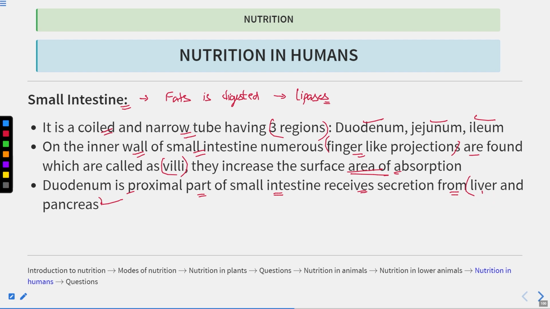So the liver secretes the bile, which is stored in the gallbladder for some time, and the pancreas secretes pancreatic juice. So this also helps in digestion. So there is a common duct, which carries the secretion of the liver as well as the pancreas into the duodenum. Okay.